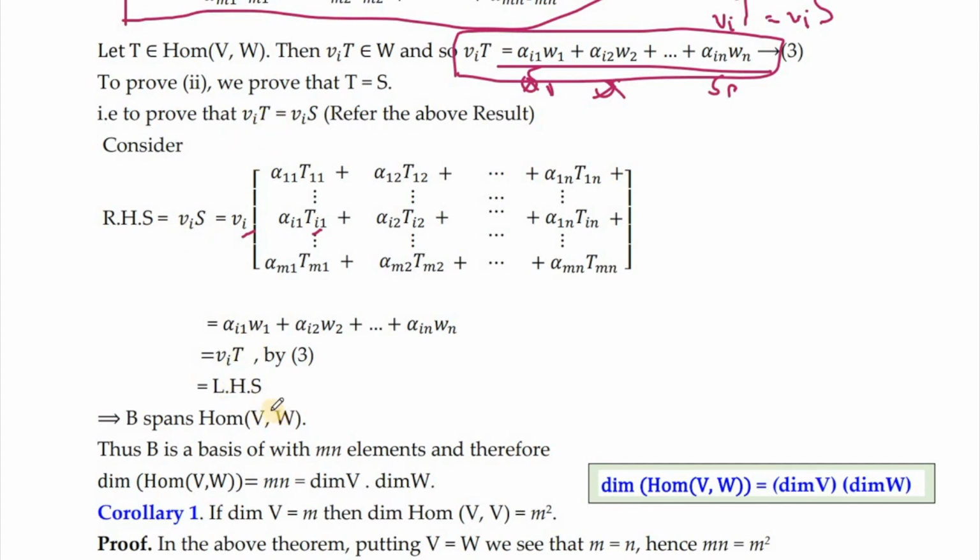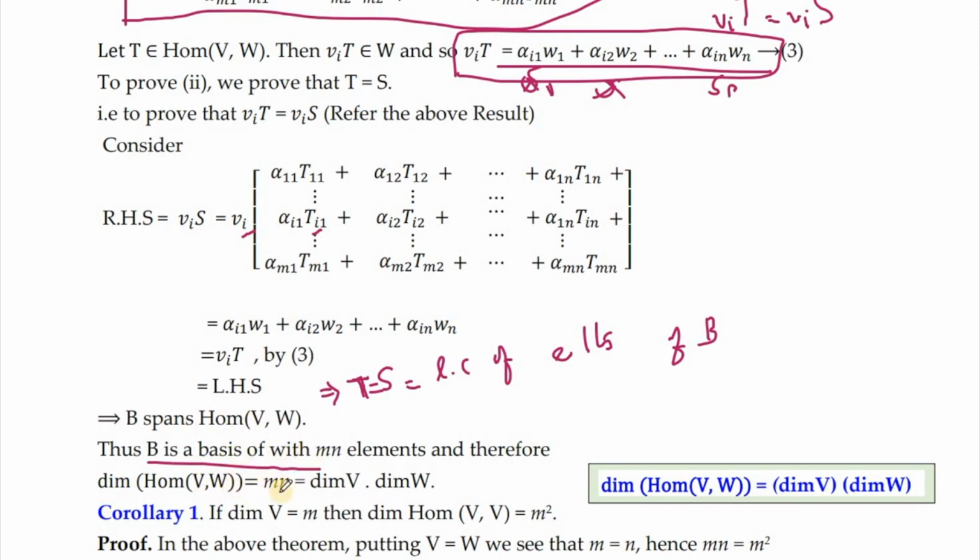So LHS we have got. So this implies that S equals T, rather T equals S. But what is S? It's a linear combination of elements of B. So you have your B spanning Hom(V,W), because T is an arbitrary element in Hom(V,W). So B spans, B is linearly independent, therefore B is a basis with mn number of elements, and therefore the dimension of Hom(V,W) is however many elements you have in the basis.